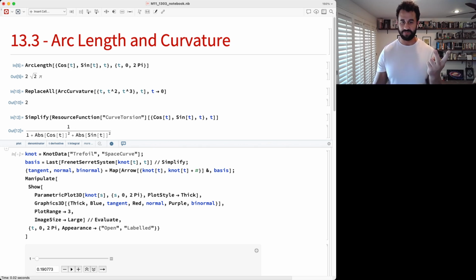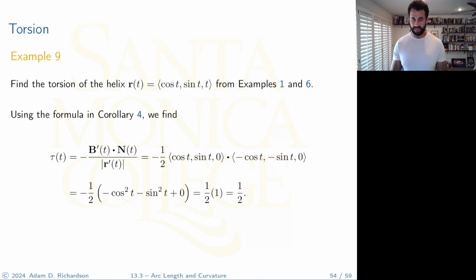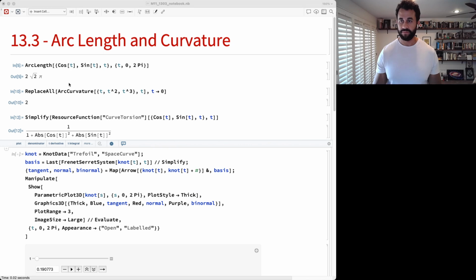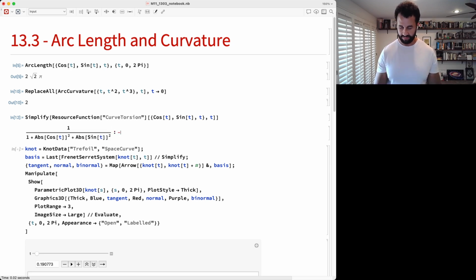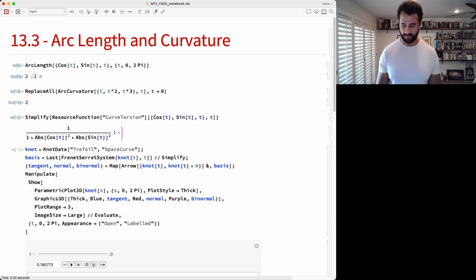Let me flip back to the slides for a moment. Notice here we computed that the torsion was actually constant. The torsion was 1/2. Let's see if we're getting the same result when we look back at Mathematica. Okay, right here, the numerator is 1. Here we have absolute value of cosine t squared plus absolute value of sine t squared. Well, cosine squared plus sine squared is 1. And 1 plus 1 is 2. So we get 1/2. So this does agree again. There you go. Little smiley face just for fun.